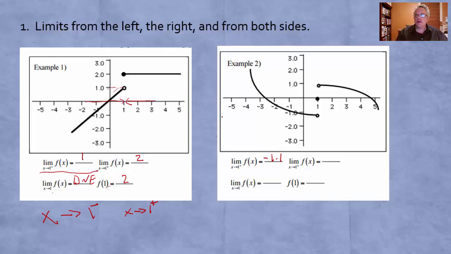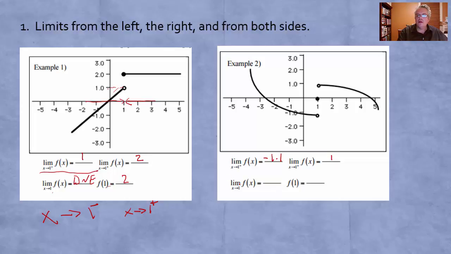Then, what is it approaching as we approach 1 from the right? Well, from the right, we're following this piece of the function, and it looks like it's approaching 1. As we get closer and closer to x equals 1, the function is getting closer and closer to 1.